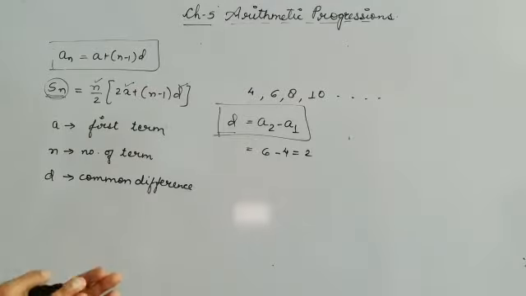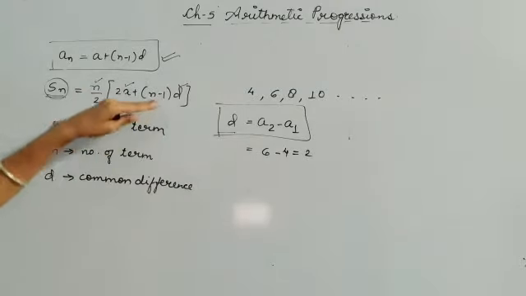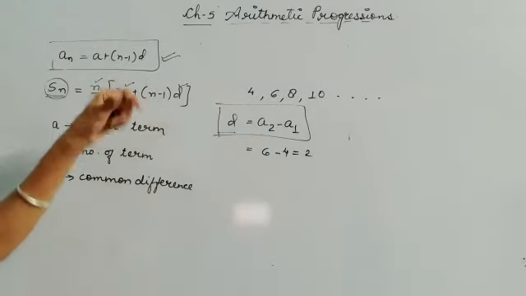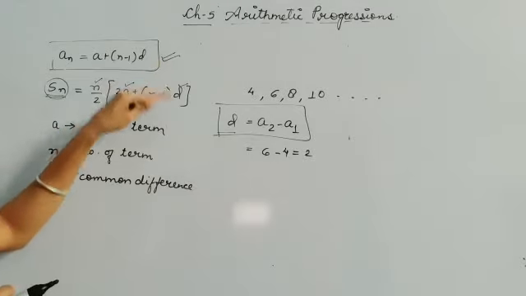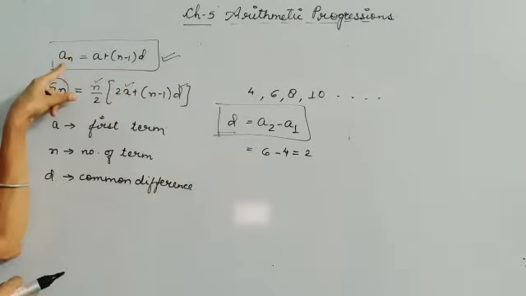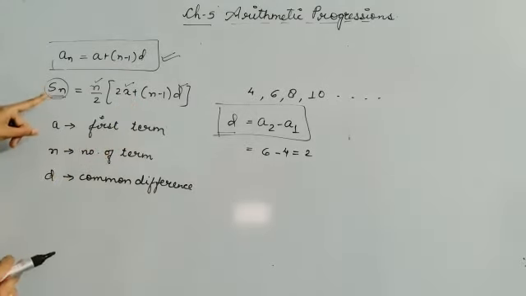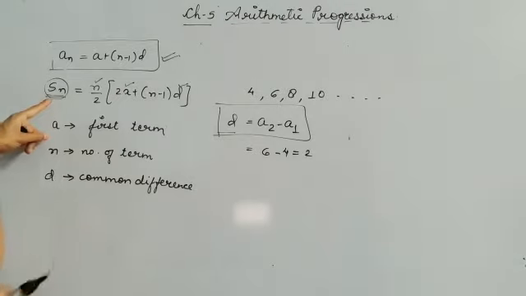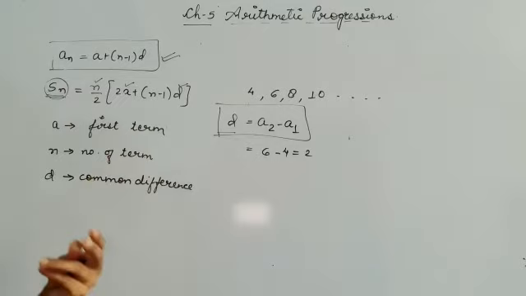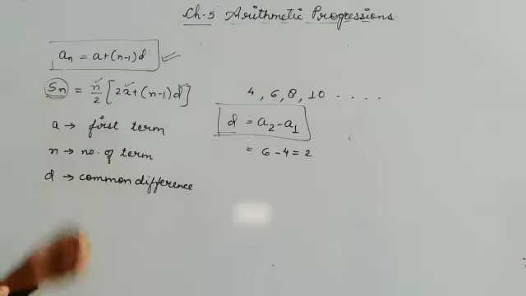Now children, sometimes in the question only this formula is applicable and sometimes only that formula is applicable. This formula is applied only when you are given, or you are asked, the last term of the progression. This formula is applied when you are asked the sum of the given progression. So if the sum is given, or if you want to find out the sum, then you will be applying this formula.